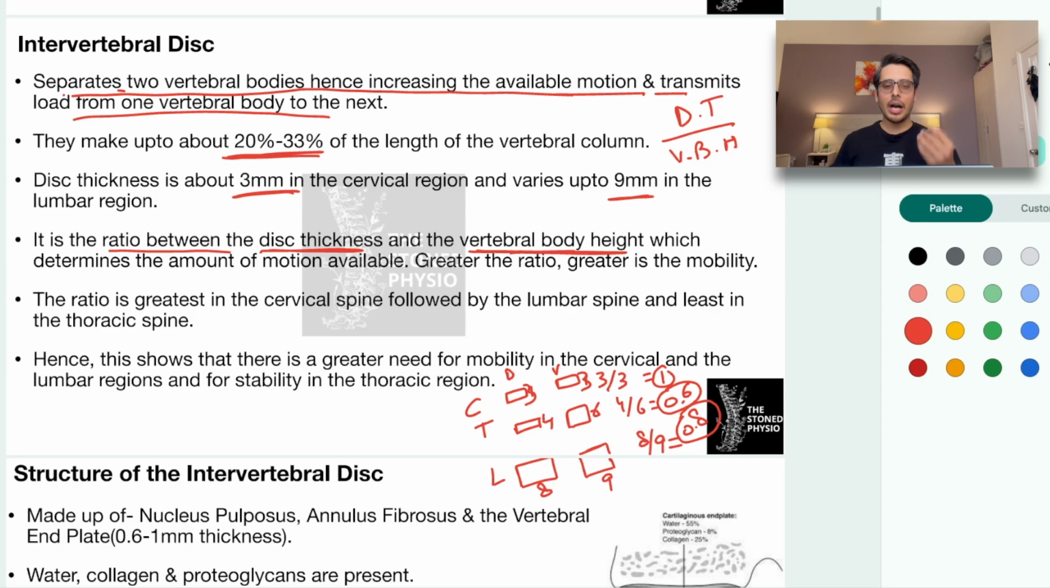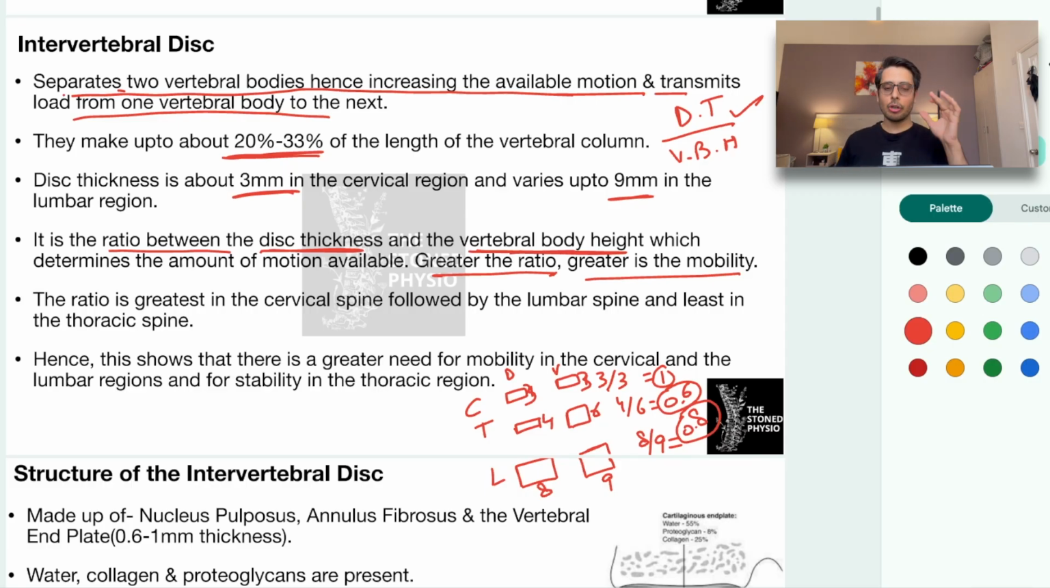Okay, now how does this ratio determine how much mobility or motion is available between the vertebrae? It says that the greater the ratio, the greater the mobility. So if the ratio of the disc thickness to the vertebral body height is more, it means there is more mobility available there.